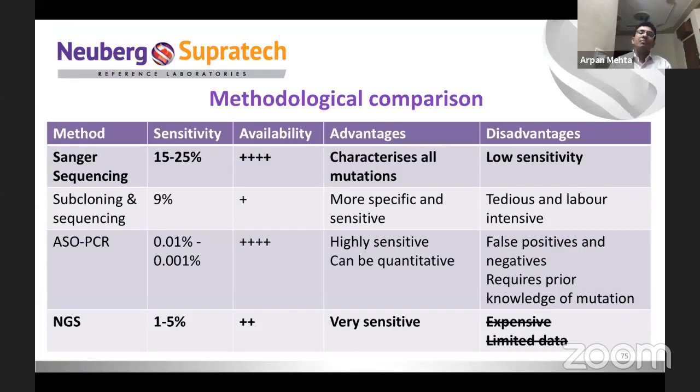So these are various methodologies which can be used to detect kinase domain mutations. The common ones are NGS and Sanger sequencing.